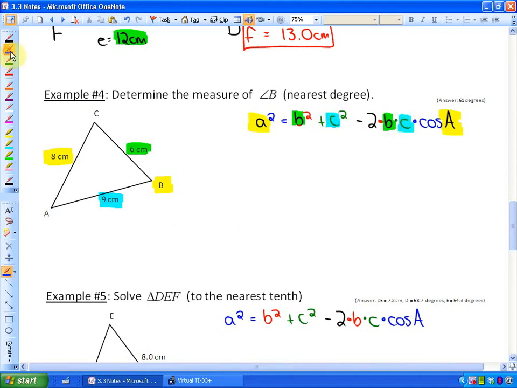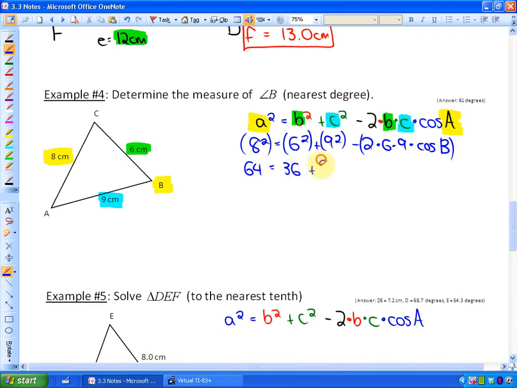So if I start substituting, it's going to be 8 squared is equivalent to 6 squared plus 9 squared minus the product of 2 times 6 times 9 times the cosine, and we're solving for angle B. My first step is going to be finding all of these products. 8 squared is 64, 6 squared is 36, 9 squared is 81, 2 times 6 times 9 is 108 cos B. To simplify the right-hand side, I can collect these two like terms. The third term is not like.